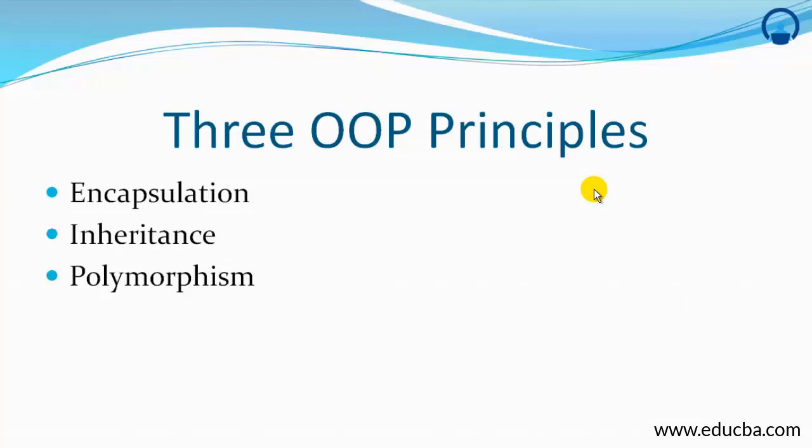So moving on, next we have polymorphism. Polymorphism, from Greek, means many forms. It's a feature that allows one interface to be used for a general class of actions. Here the specific action is determined by the exact nature of the situation.